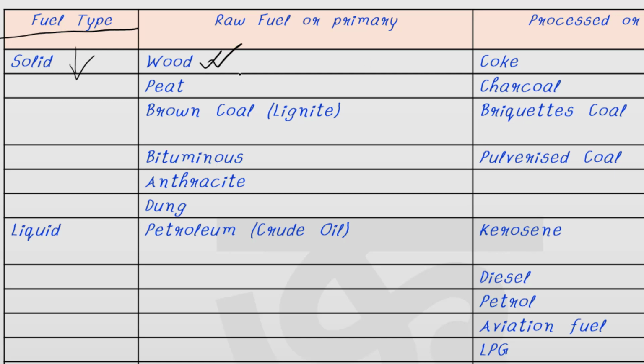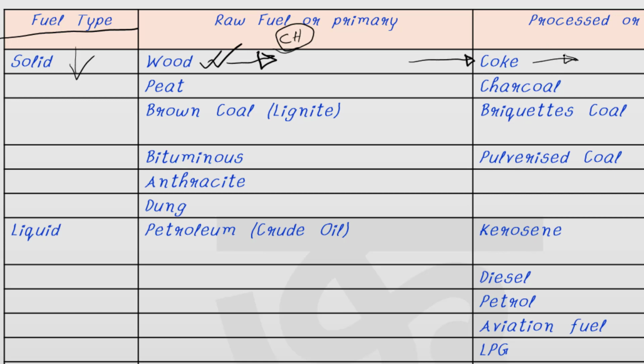Now these fuels are basically compounds of carbon and hydrogen. If we process this wood, we can make it into coke. What is coke? Basically, if we burn wood in the absence of air, not 100% absence but in a limited supply of air or oxygen, then it will become coke.